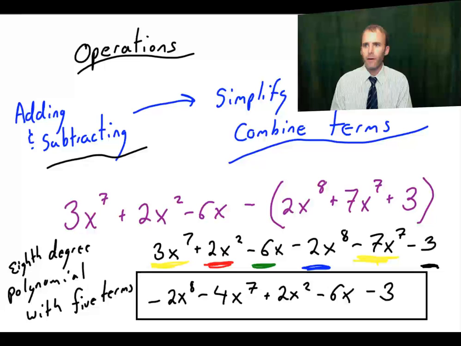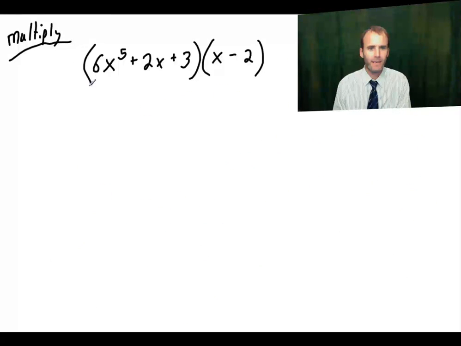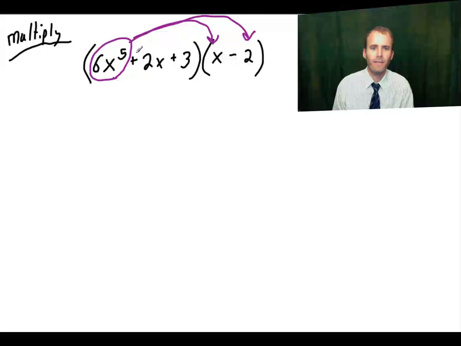Alright, let's do another problem. This time let's multiply. So in this case, we have two polynomials that we're multiplying. This is a 5th degree trinomial. And this is a 1st degree binomial. And we're going to multiply these two together and see what we get. So the first step is, let's take this term right here and multiply it by this term and this term. So 6x to the 5th.